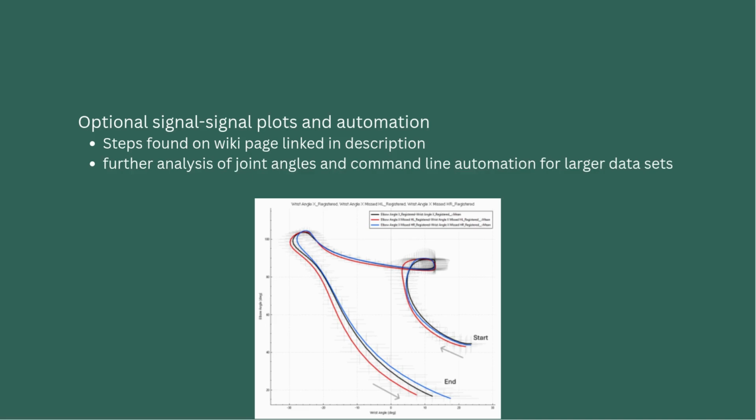2 additional optional steps are included in the wiki link in the description, with instructions to generate signal plots and automate the command line. The signal plots can be useful to compare the signals for makes, left misses, and right misses at different joint angles instead of just in relation to time. The instructions to make the necessary pipeline modifications and build the plots in SIFT can be found near the bottom of the wiki page. Command line automation can be very useful if you're dealing with several subjects.